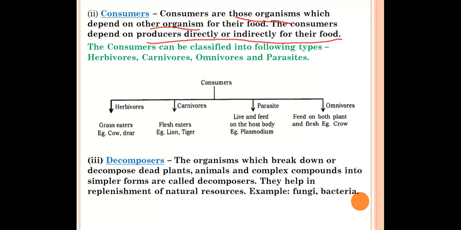First of all, herbivores. Herbivores are those animals which eat only plants. Example, cow and deer. Next we have carnivores. They eat only animals, like lion and tiger. Next, parasites. They live and feed on the body of other living organisms, like Plasmodium, which is responsible for the malaria disease. You can write head lice also in parasites.